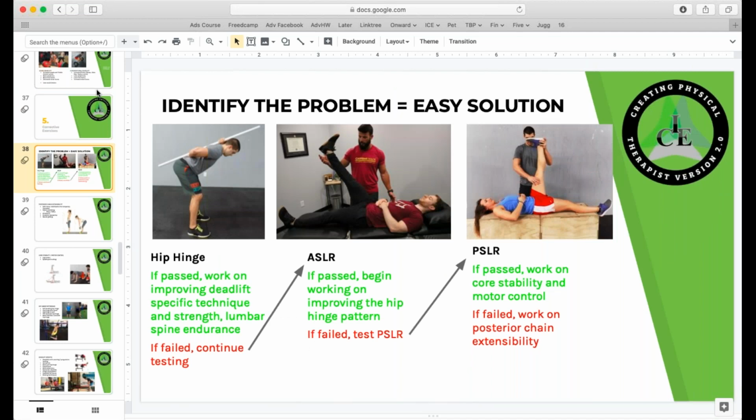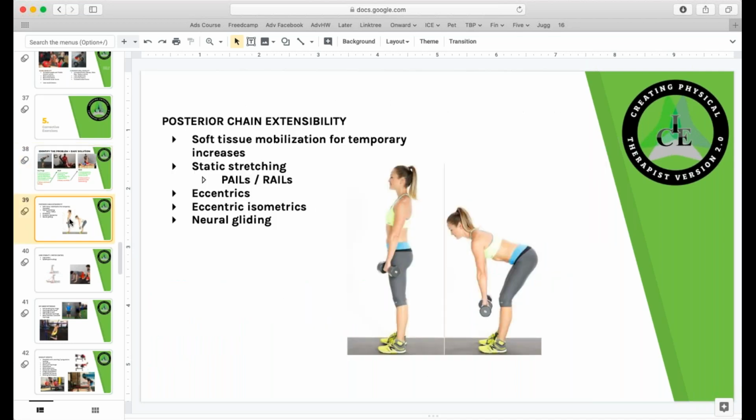So if we follow the algorithm that we talked about a few minutes ago, when it comes to the hip hinge, the supine active straight leg raise, and the supine passive straight leg raise, it'll basically tell you, if somebody's having deadlift issues, where you need to go. For instance, if somebody's having some posterior chain extensibility issues, so they fail all of the tests all the way down to the passive straight leg raise, what are we going to do? Whatever we can do to get their posterior chain moving more.